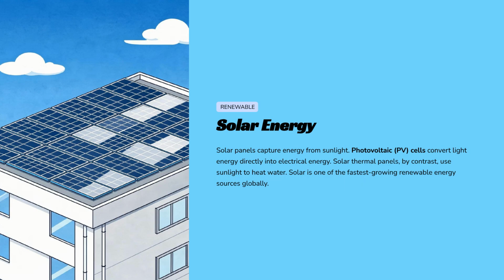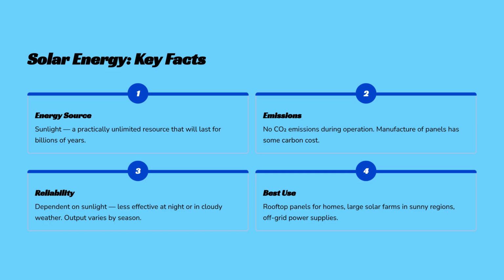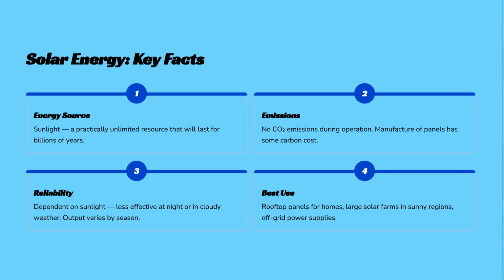Solar energy is one of the fastest-growing power sources. It works by capturing sunlight using photovoltaic cells or heating water with thermal panels, providing a sustainable, renewable option for generating power. Key facts about solar energy: it's a practically unlimited resource. While panels have a carbon cost to manufacture, they produce no emissions during operation. Reliability depends on sunlight, making it best for rooftop or sunny region installations.